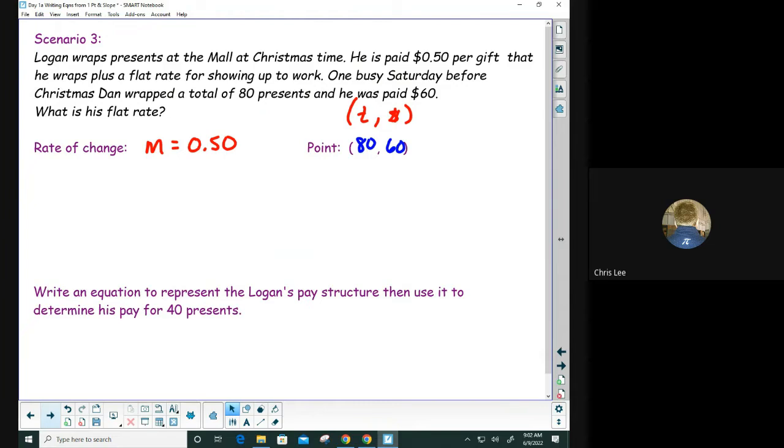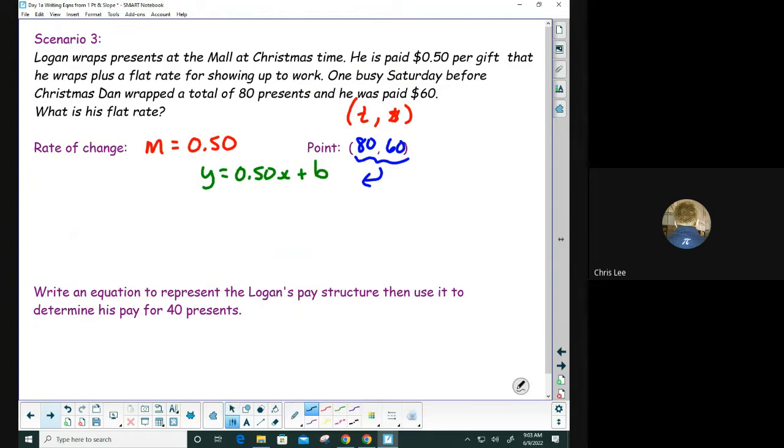How much of the equation do I know so far? Y equals. Yeah, we need the equation first. 50 cents x plus the b we don't know. How am I going to figure out the b? You substitute, that's right.